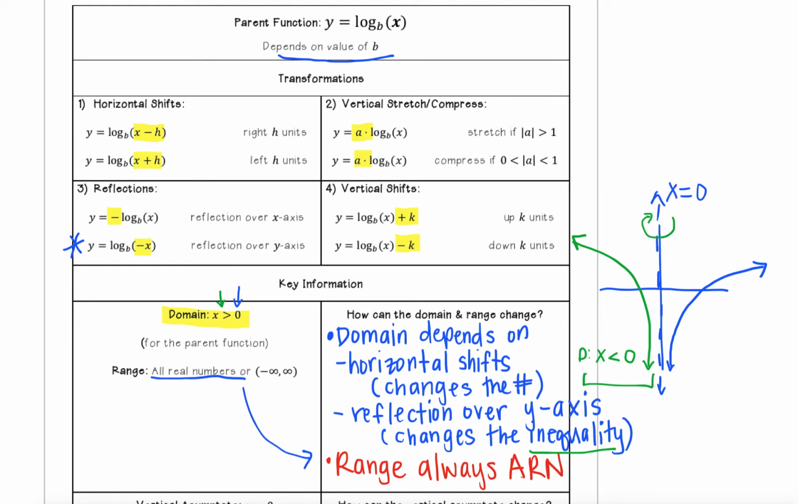If we have both a horizontal shift and a reflection over the y-axis, then we would have both the inequality change as well as the number that we're being compared to in the domain. So if we shift one direction and reflect it, we'll have both parts of that domain change.